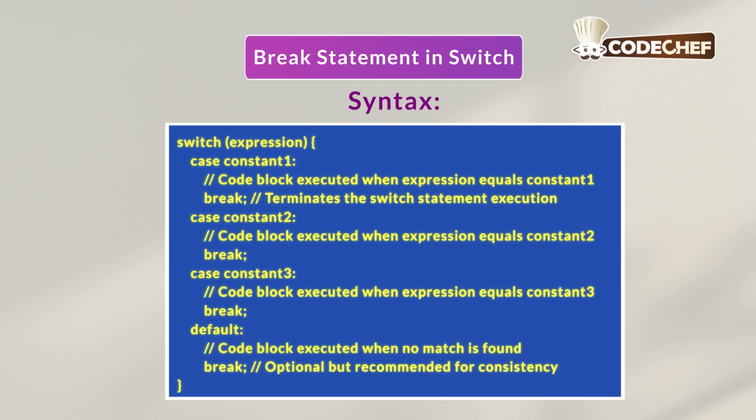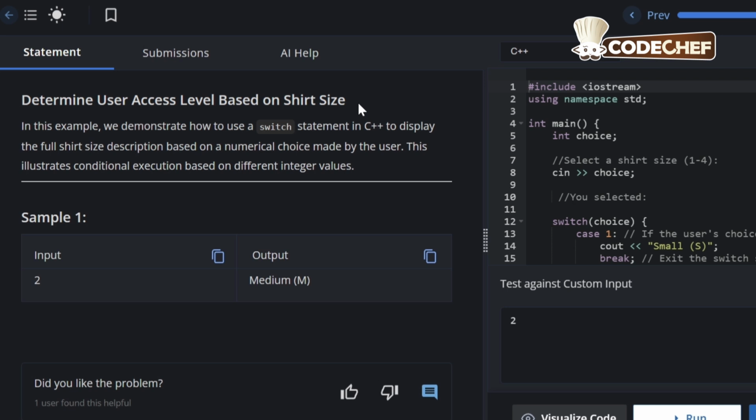Now let us go to the CodeChef platform and see how to use break statement in switch. Here the program objective is to determine user access level based on shirt size. So here we have to give a user input. If we write 2 in the input, then the output should be medium and in bracket M.